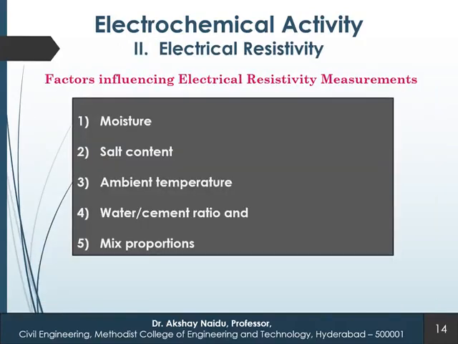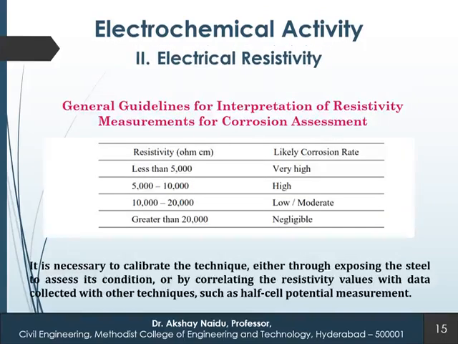What are the factors influencing electrical resistivity measurements? Moisture in the cement, salt content in the cement, ambient temperature, the water cement ratio used in the original concrete mix, other mix proportions, and admixtures present. All the materials that go into the concrete will affect the resistivity measurements of the concrete.